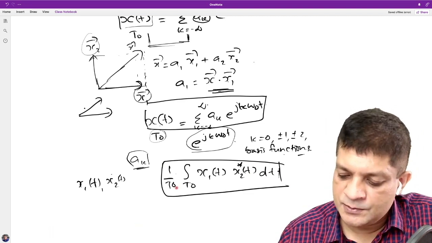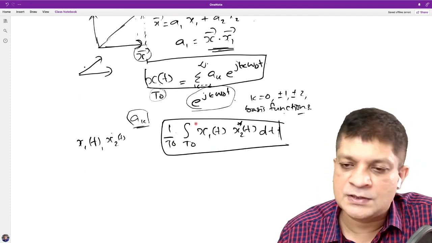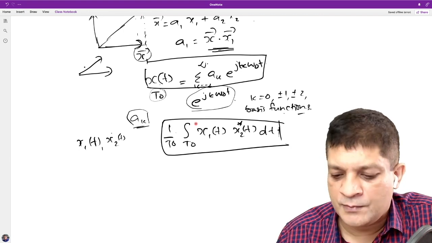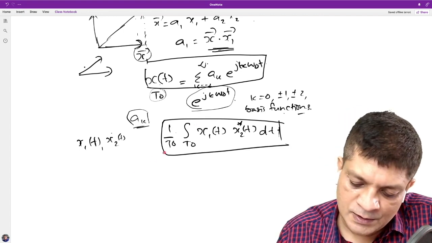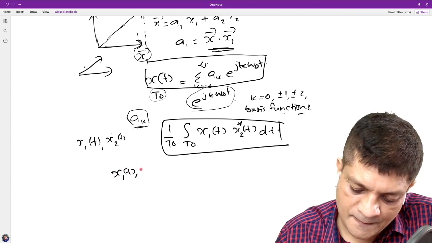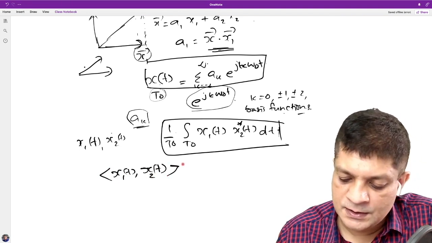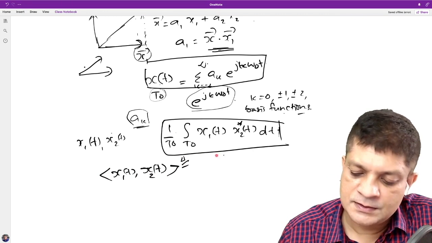I'm using a notation for this because we'll be using this integral quite often, so I don't want to write this integral every time. So there is a notation for this: angle brackets around x1(t) and x2(t). This is defined as this integral.